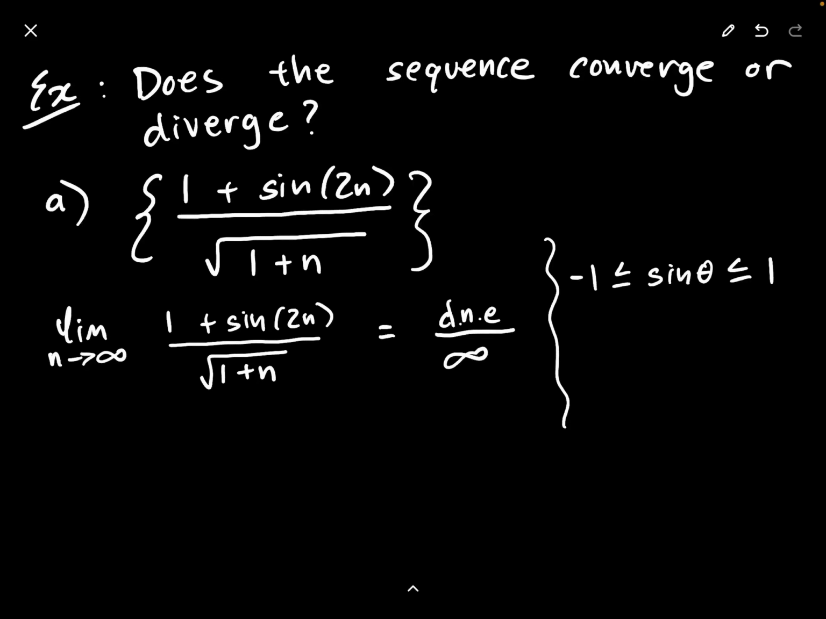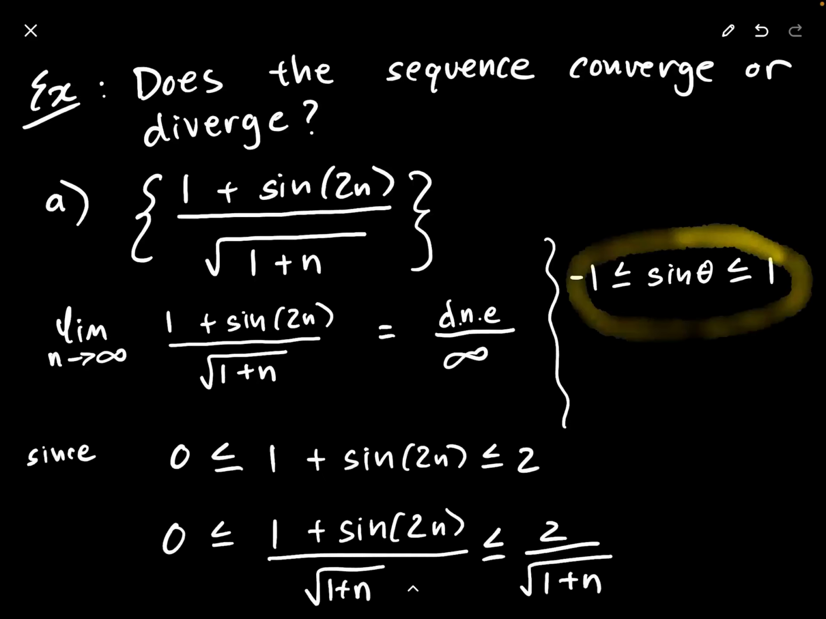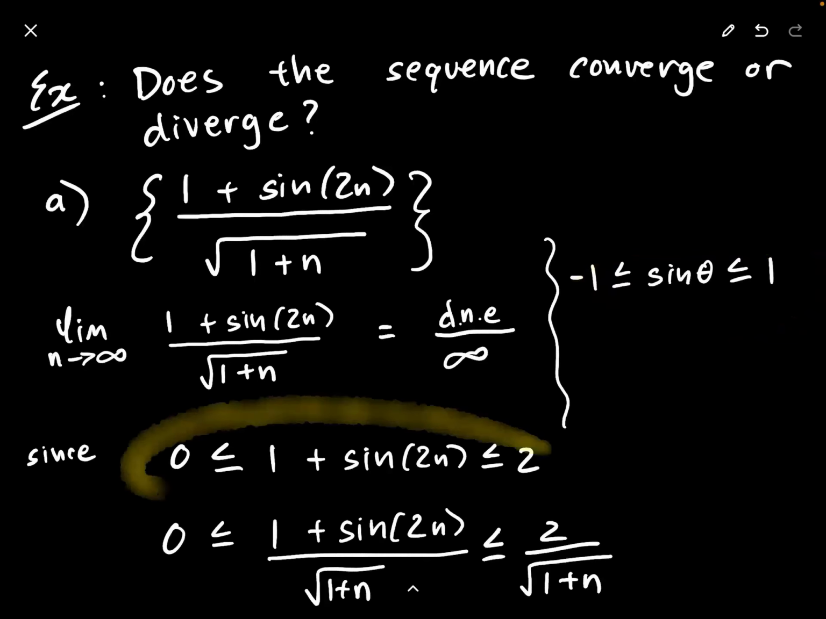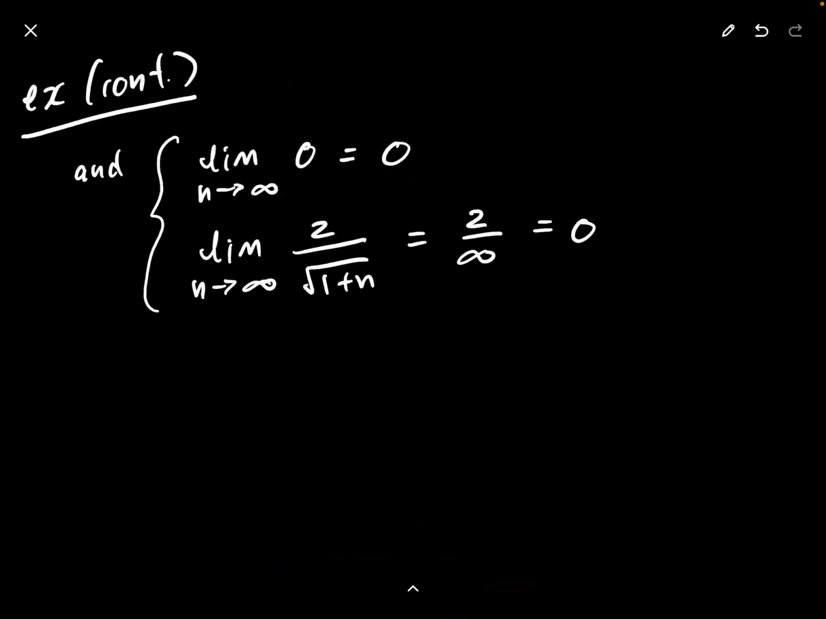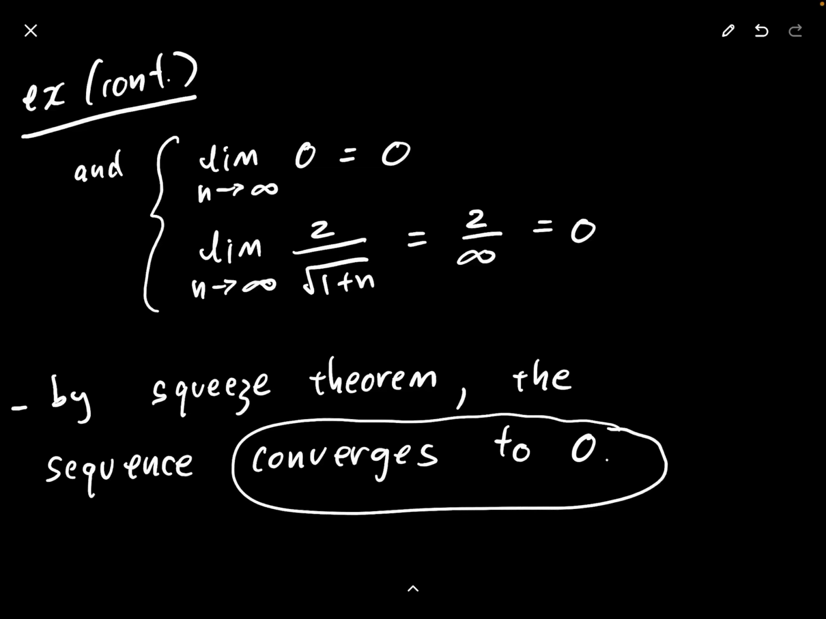So here we can use the squeeze theorem. Since sine of 2n will be in between minus 1 and 1, then we can say that 1 plus sine of 2n will be in between 0 and 2. And if we divide the inequality by the square root of 1 plus n, then our sequence will be sandwiched in between 0 and 2 over the square root of 1 plus n. We can also see that the limit as n becomes large of 0 is equal to 0, and also the limit as n becomes large of 2 over the square root of 1 plus n is also equal to 0. So by the squeeze theorem, the sequence will converge to 0.